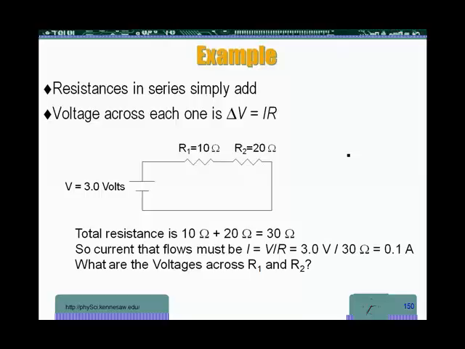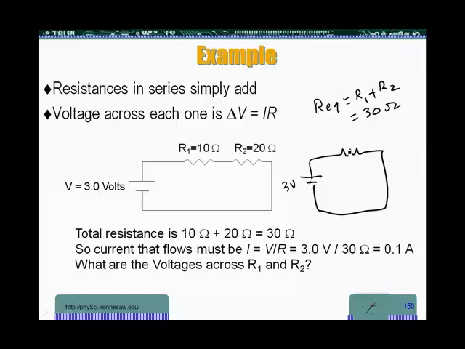Let's work this example here. We have a 10 ohm resistor, a 20 ohm resistor, and a 3 volt battery. This means that the total resistance as seen by the battery, or equivalent, is R1 plus R2, which is 30 ohms. Which means I can replace the circuit, 3 volts here, by a resistance of 30 ohms.